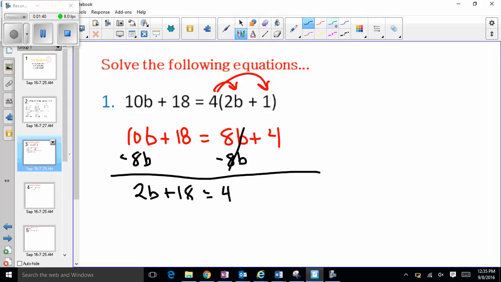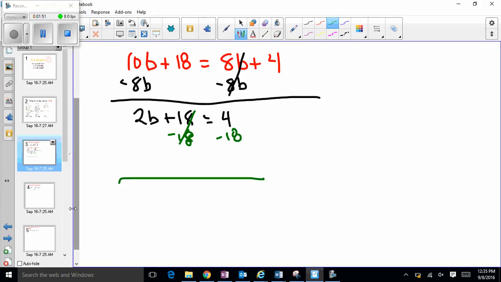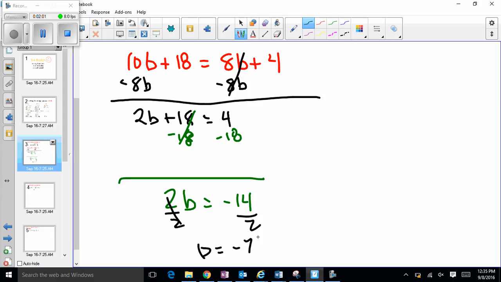After that, I solve it like a regular old equation. I subtract 18 on both sides. I'm sorry, that doesn't look like a very good 18. That cancels out. 2b is equal to a negative 14. Now I divide by 2 on both sides, and b is equal to negative 7.